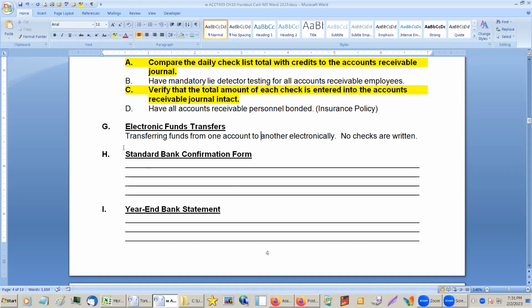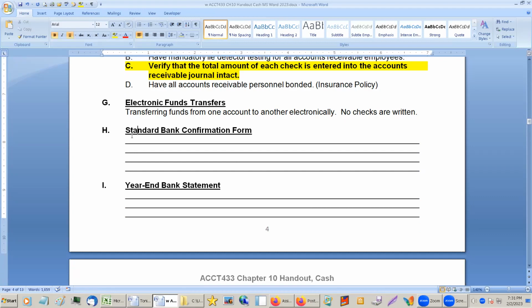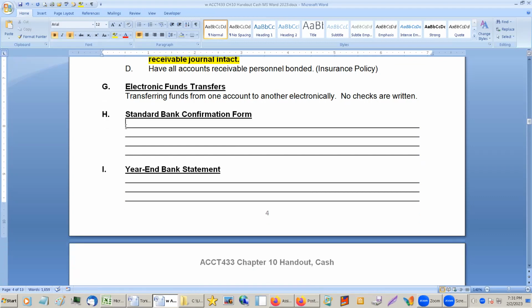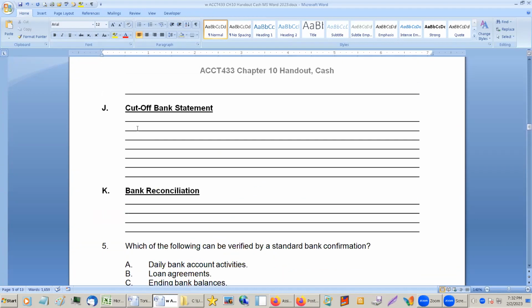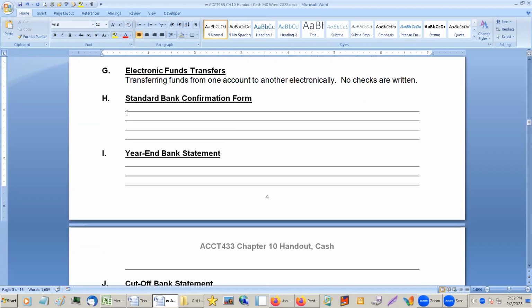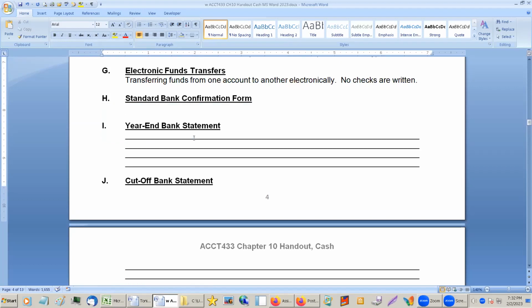Okay, standard bank confirmation form. Standard bank confirmation form is sent directly to the auditors.